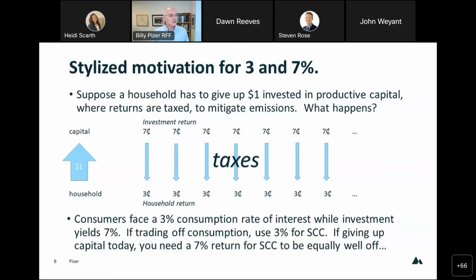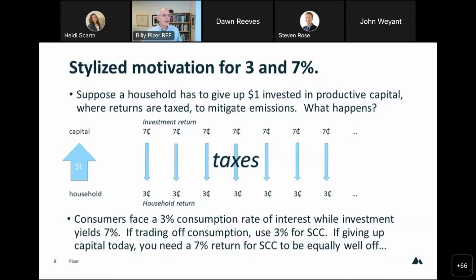So you imagine a household who's having to give up $1 for their climate change mitigation. What does that mean? And that dollar was going to go into productive capital. Well, there would have been a 7% or 7-cent return, for example, on that productive capital. A bunch of that gets taken out in taxes, and then the household only receives 3%. And so if you think about it for a second, society gets the whole 7 cents. It should be looking for a return from that climate mitigation investment of 7 cents.